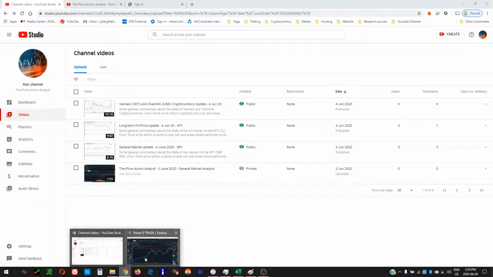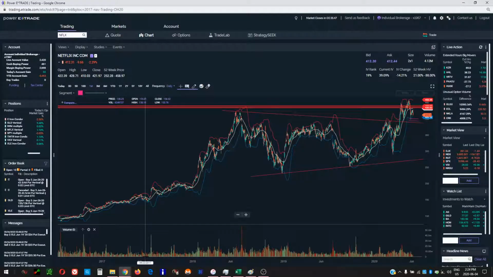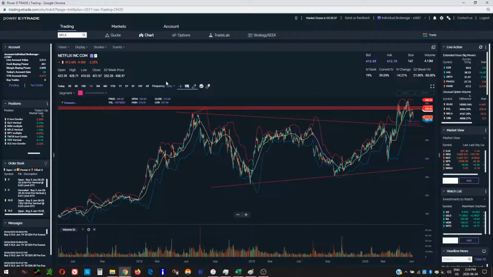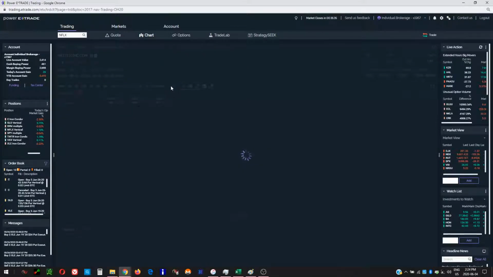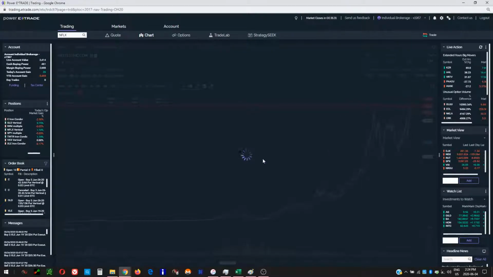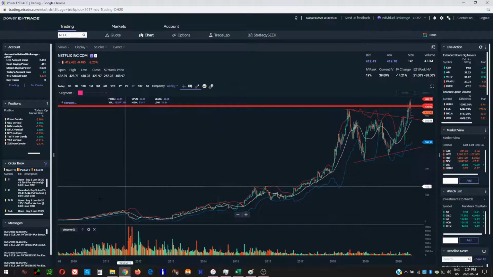Today I'm just going to show you what ideal selling pressure looks like when you're looking to get short a stock. So this is Netflix. Just go across to the weekly chart to give you an overview of what we're looking at. So this is a weekly chart.